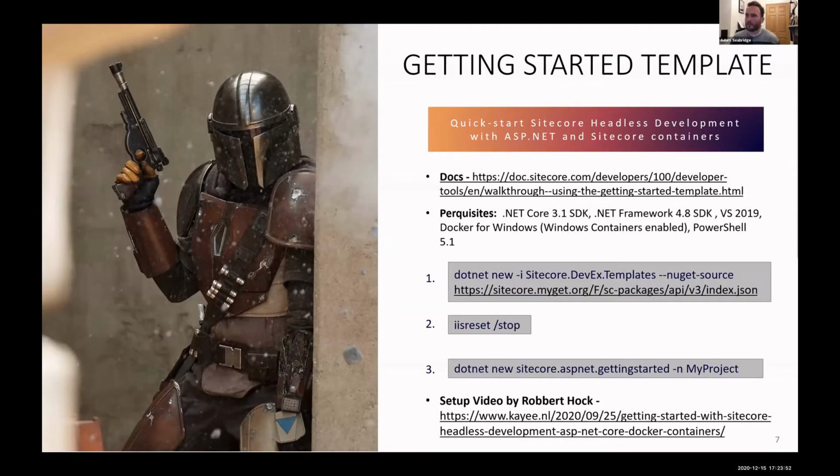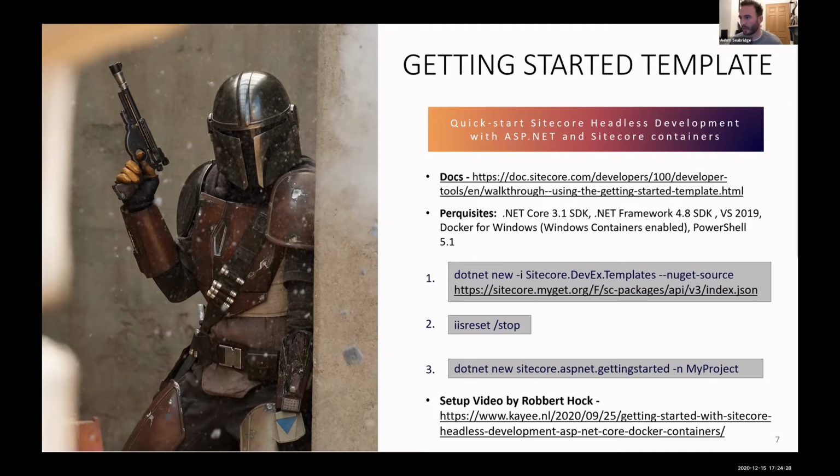So I'm going to be using a slightly customized version of the Getting Started template for this demo. The Getting Started template is a sample environment provided by Sitecore to try out Sitecore headless development with ASP.NET and Sitecore containers. And you don't need to use Docker to use the ASP.NET Rendering SDK. However, using the Getting Started template will save you quite a lot of time if you want to experiment with it. There's a lot less you'll need to set up versus if you install Sitecore 10 separately and then wanted to test this out.